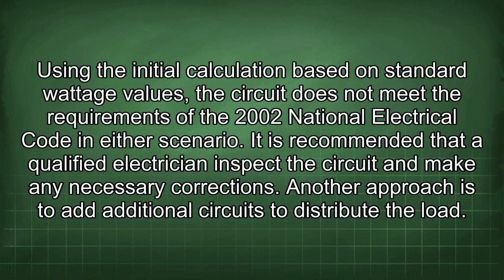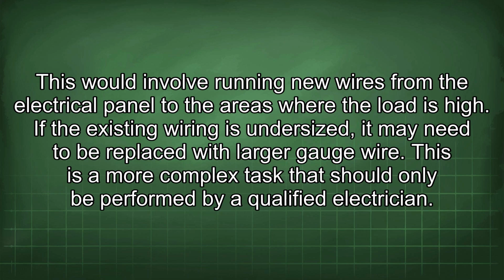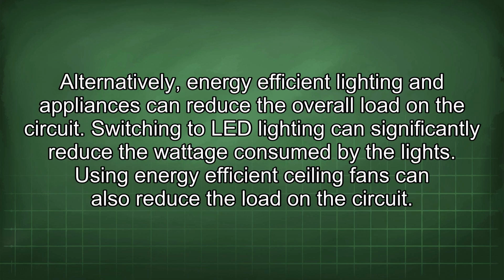Another approach is to add additional circuits to distribute the load. This would involve running new wires from the electrical panel to the areas where the load is high. If the existing wiring is undersized, it may need to be replaced with larger gauge wire. This is a more complex task that should only be performed by a qualified electrician. Alternatively, energy-efficient lighting and appliances can reduce the overall load on the circuit. Switching to LED lighting can significantly reduce the wattage consumed by the lights. Using energy-efficient ceiling fans can also reduce the load on the circuit.